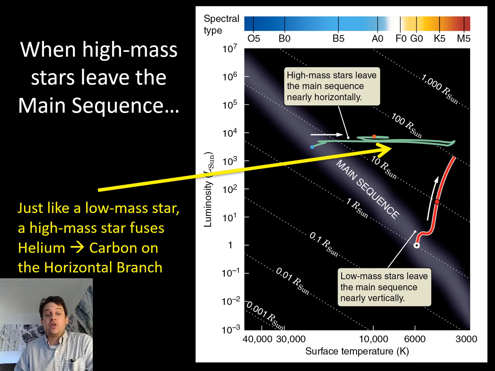And it's important to note that just like a low mass star, while it's leaving the main sequence, a high mass star fuses helium to form carbon on this horizontal branch. We call it a horizontal branch because it's horizontal, but it's important to note that it's becoming redder, right? We don't call it a red giant branch, though you might still be able to get away with that because it is getting larger and it is getting redder, but the luminosity again is staying very similar.